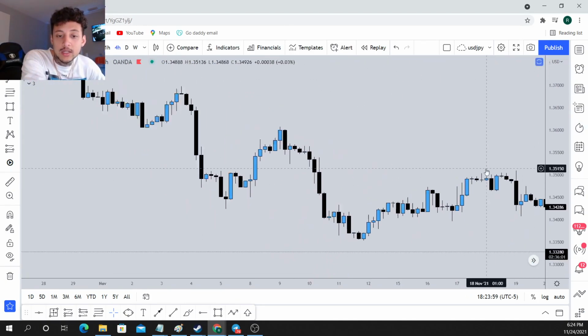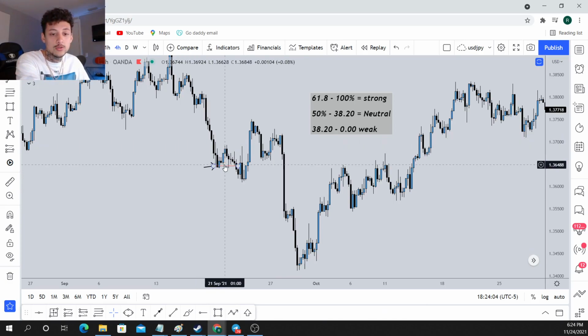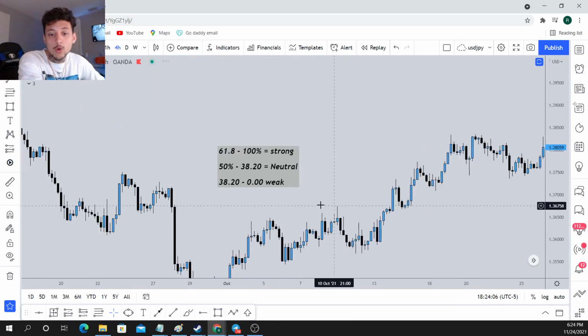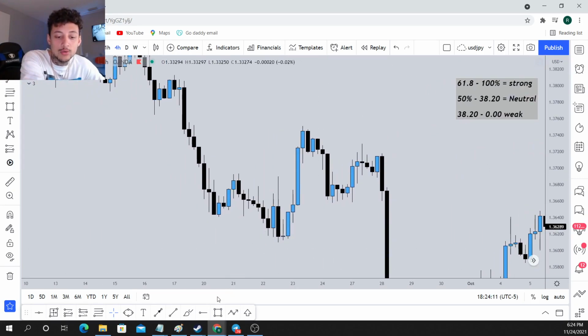Now, let's get into the candlesticks themselves. Let me get rid of all this drawing on the screen, because we're going to be measuring candlesticks with the Fibonacci retracement tool.